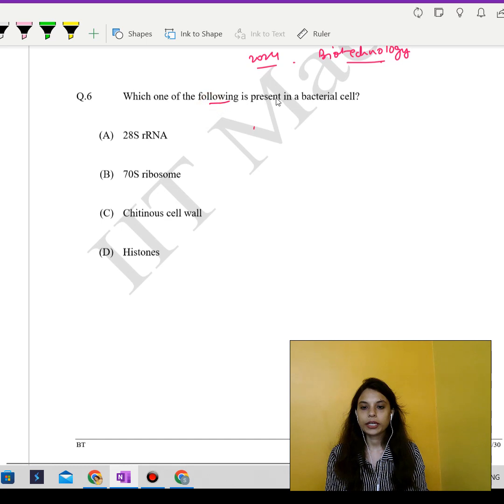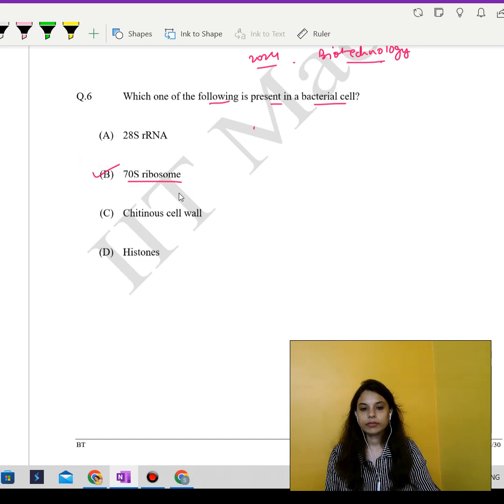Which one of the following is present in a bacterial cell? Now the thing that is present in a bacterial cell would be the 70S ribosome. 70S ribosomes are the hallmark of bacterial protein synthesis machinery. Bacteria lack a nucleus and distinct organelles, so they rely on these cytoplasmic structures for translation.